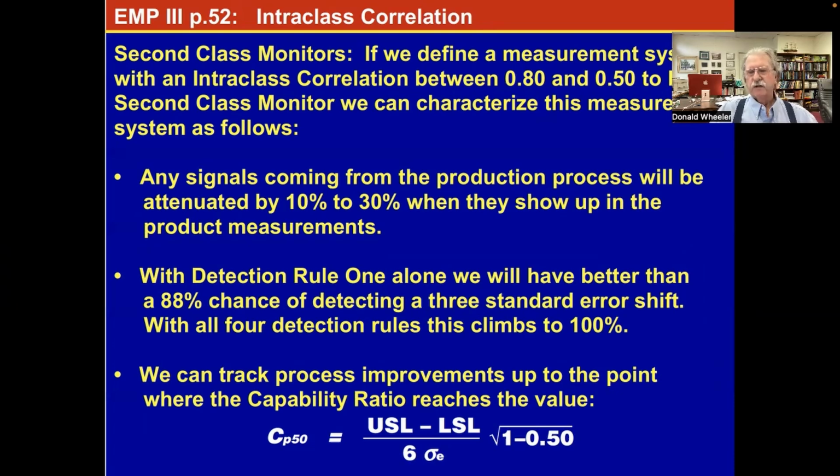And we can track process improvements with a second-class monitor up to the point where the capability ratio reaches the CP50 crossover point defined by this formula. If you get to this point, any further improvement or reduction in the process variation will increase your capability bigger than this value, but it will reduce the intraclass correlation to less than 50%.